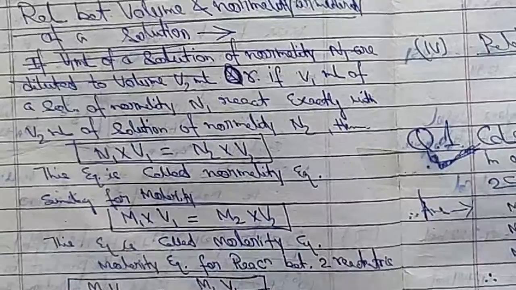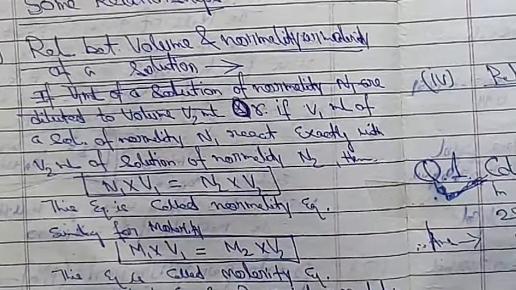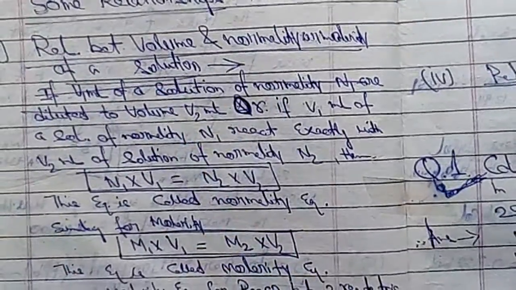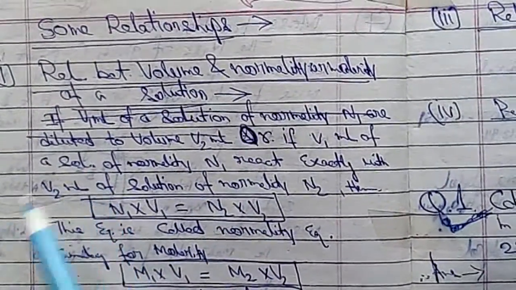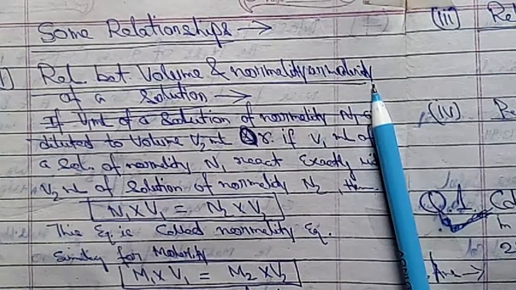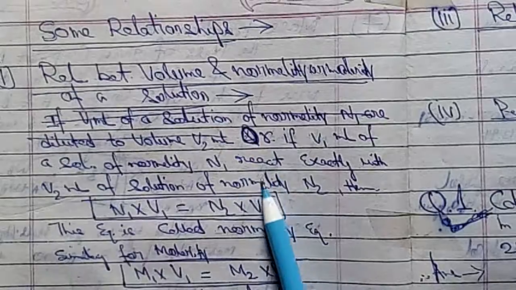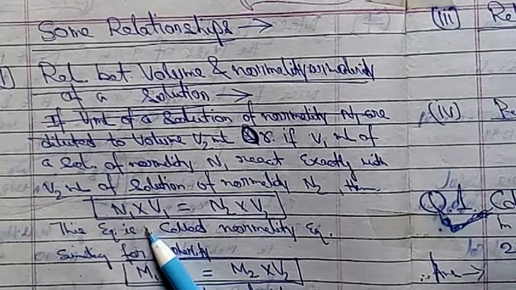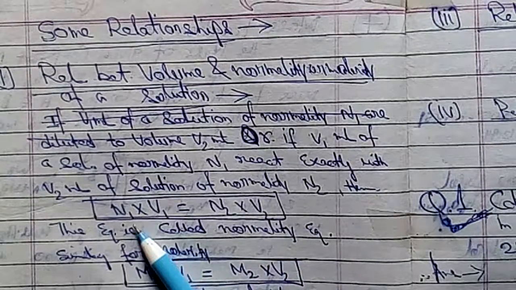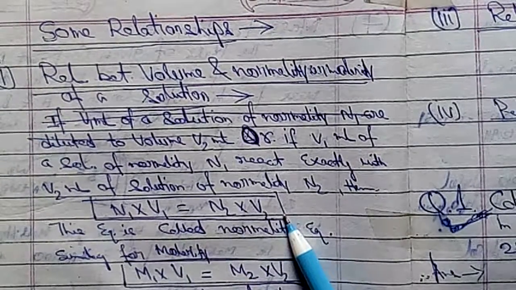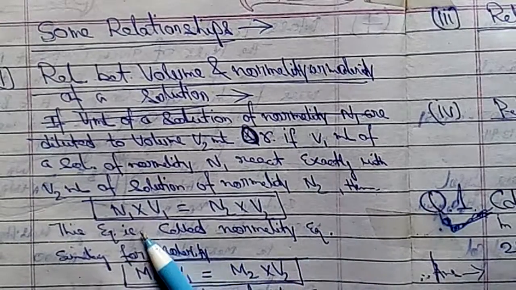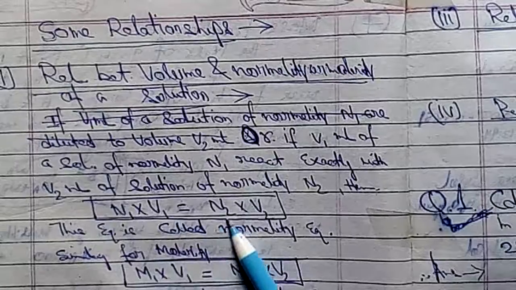Finally, we have some more relations, and then we'll move to the numericals part of all the relations. So we have the heading: some relations. First is the relationship between volume and normality or molarity of a solution. We have the relationship N1 V1 equals N2 V2. Knowing the normality of any one solution, we can get the normality of another one. This equation is called the normality equation.